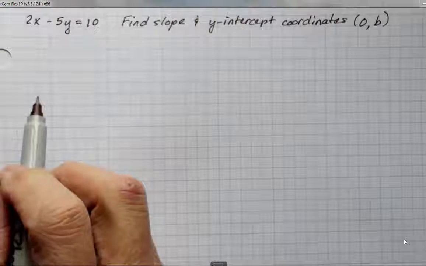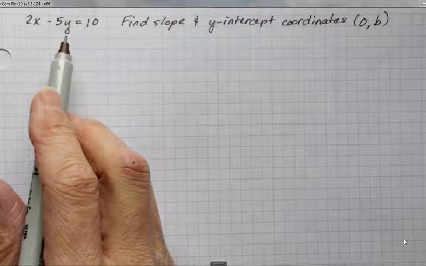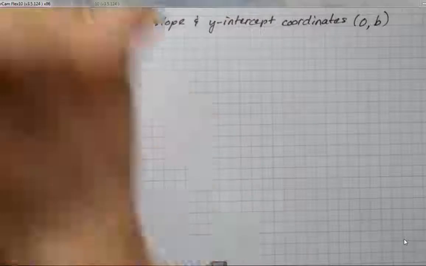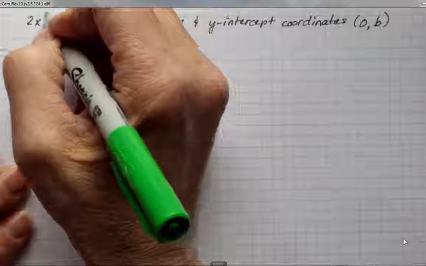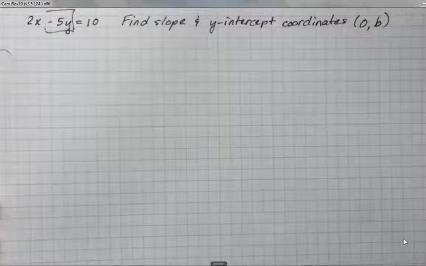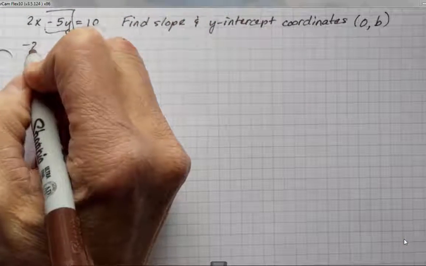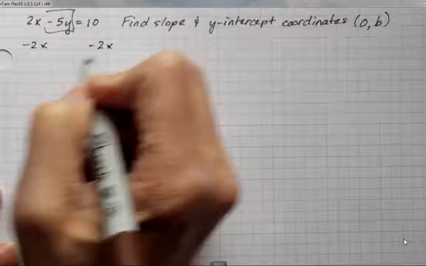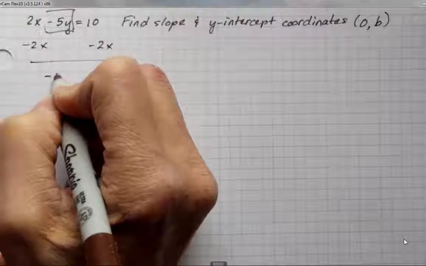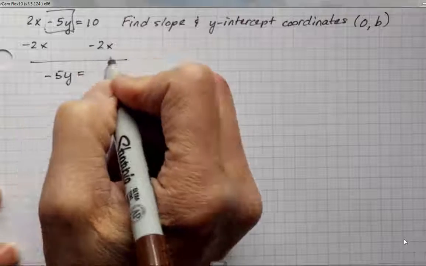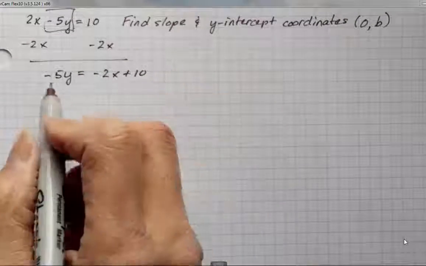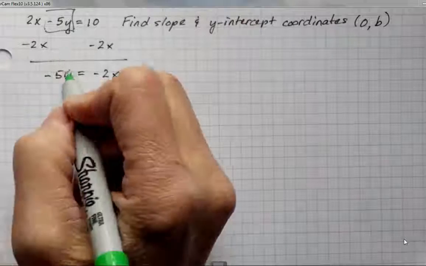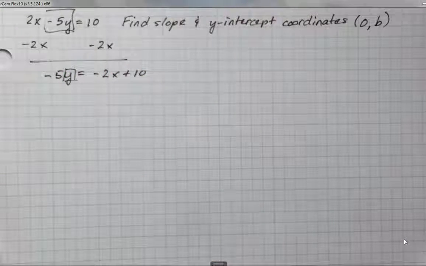So to be able to find the slope and the y-intercept for this equation, I need to solve this equation for y. And remember that when we solve the equation for y, we want to get the term that has y in it by itself first. So I'm going to subtract 2x from both sides, and I end up with negative 5y equals negative 2x plus 10. Then to get y by itself, I'm going to divide both sides by negative 5.